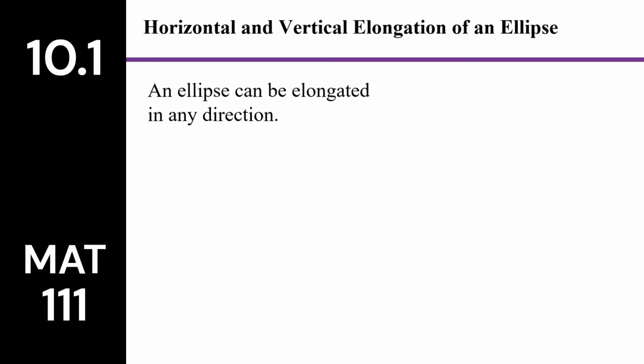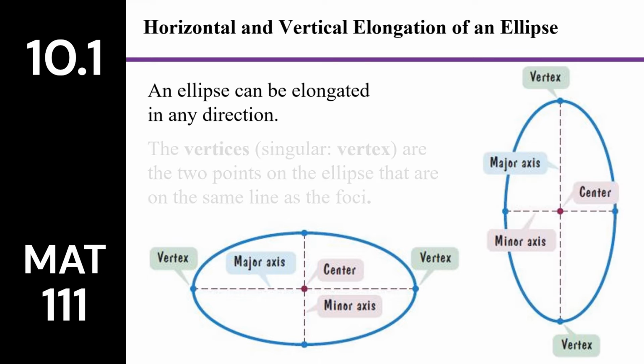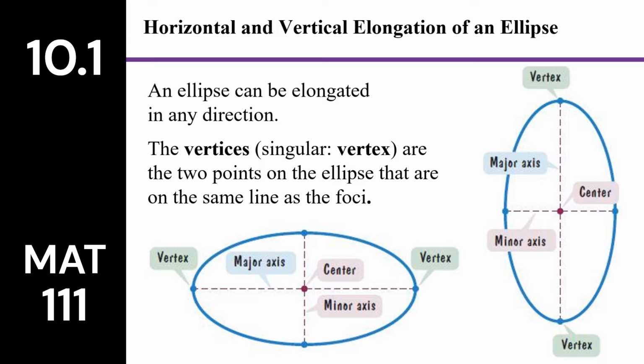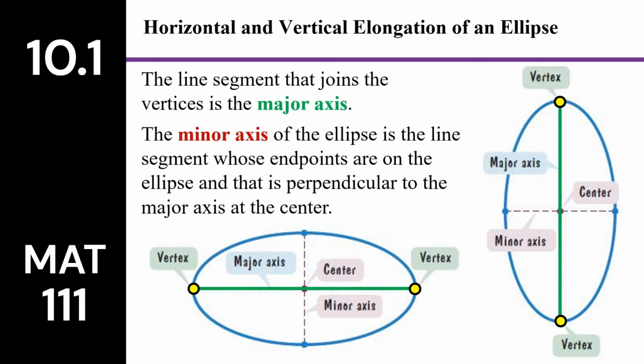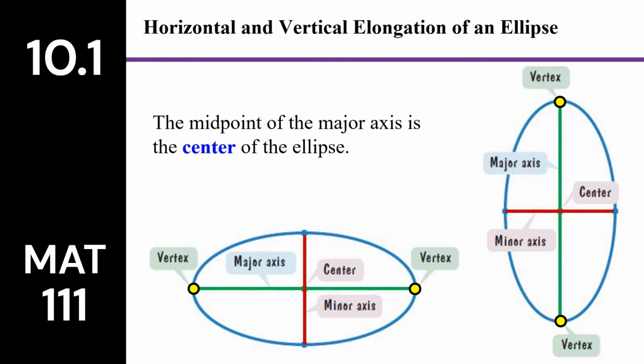An ellipse can be elongated in any direction, horizontally or vertically. The vertices are the 2 points on the ellipse that are on the same line as the foci. The line segment that joins the vertices is the major axis, and the minor axis of the ellipse is the line that's perpendicular to that and goes through the center. The midpoint of the major axis or the minor axis is the center of the ellipse.